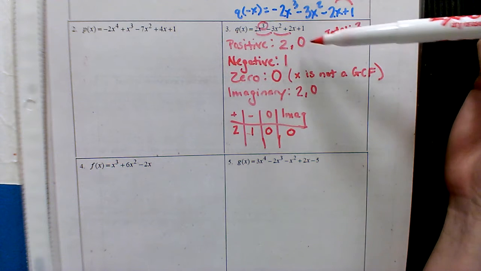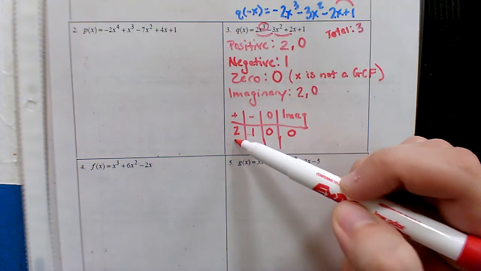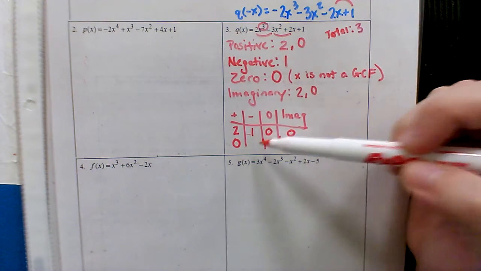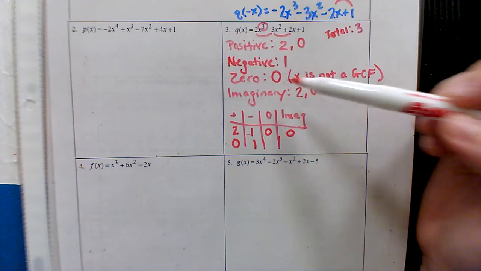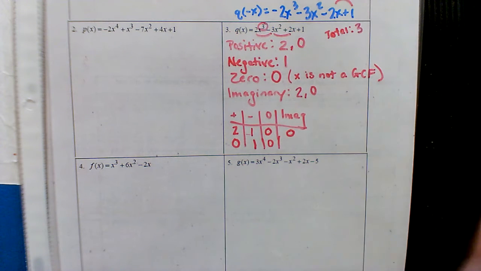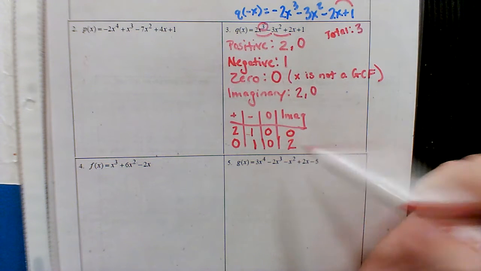Let's try another combination. Maybe we don't have any positive x-intercepts. We'll always have 1 negative. We'll always have none at the origin. So what does that leave for imaginary? You're either going to write a 2 or 0. Yeah, 2. Good, because we've got to add up to 3.